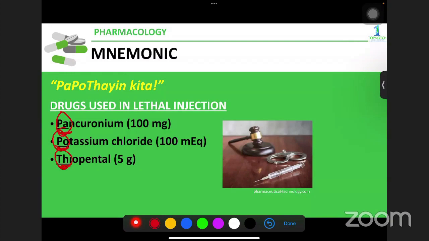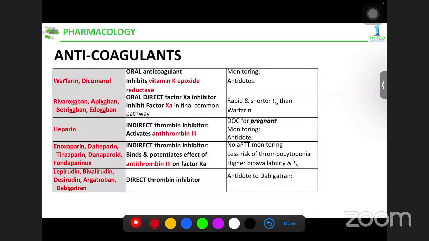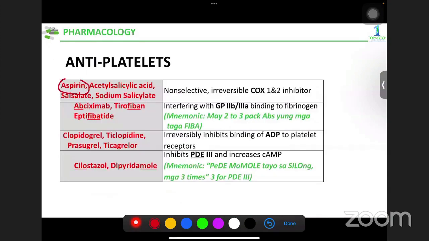Okay, so that's our mnemonic. I don't know if it will help you, but it helped me. Now, drugs for hema. I want to emphasize that our prototype antiplatelet, your aspirin, is a non-selective and irreversible COX inhibitor. So it can't be reversed, and it's not selective.